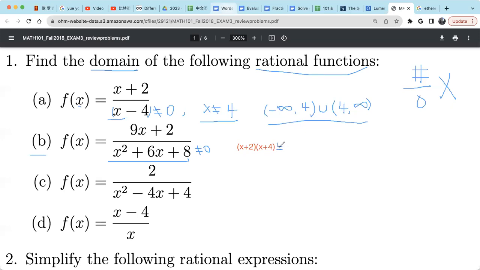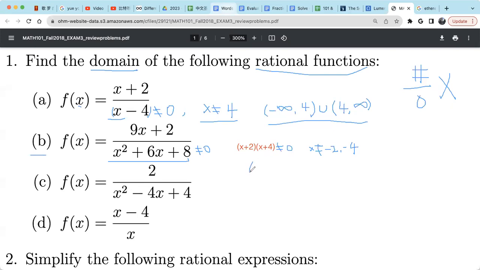So I factor the denominator as two binomials. So I see, okay, this cannot be zero. Then I use the zero property that says x is not equal to negative 2 and negative 4. Right. X can be any number, just not negative 4, not negative 2.